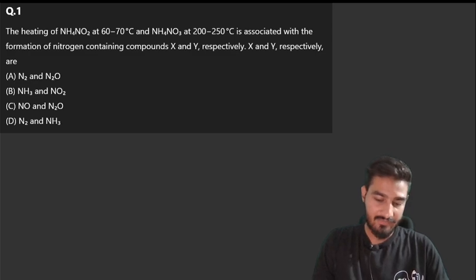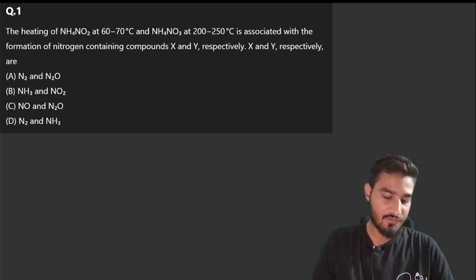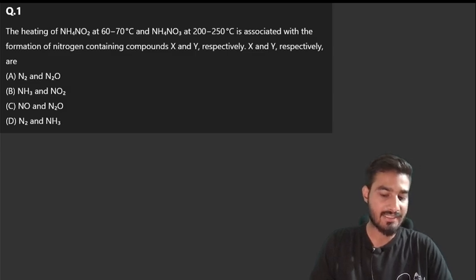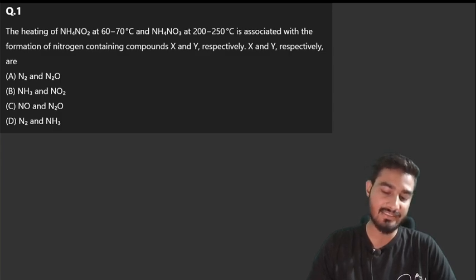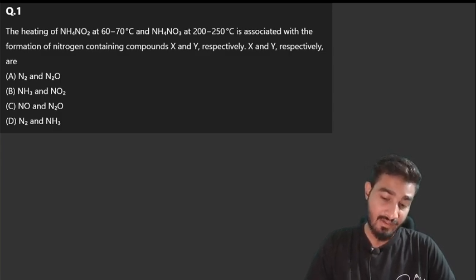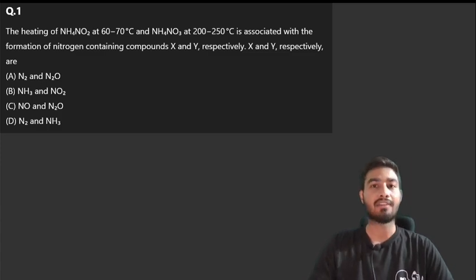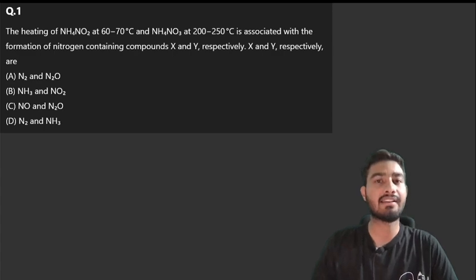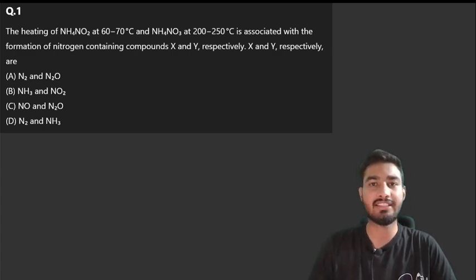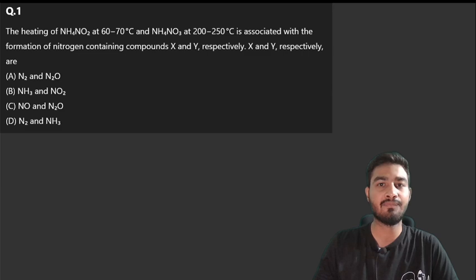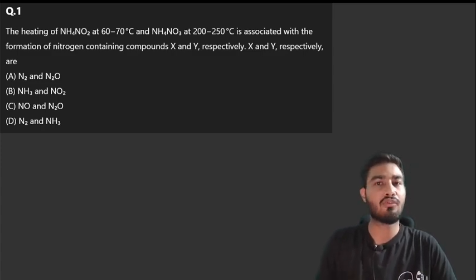The first question: the heating of NH4NO2 at 60 to 70 degrees Celsius and NH4NO3 at 200 to 250 degrees Celsius is associated with the formation of nitrogen-containing compounds X and Y respectively. X and Y respectively are? So what they are saying is that when we heat NH4NO2 at 60 to 70 degrees Celsius, or NH4NO3 at 200 to 250 degrees Celsius.